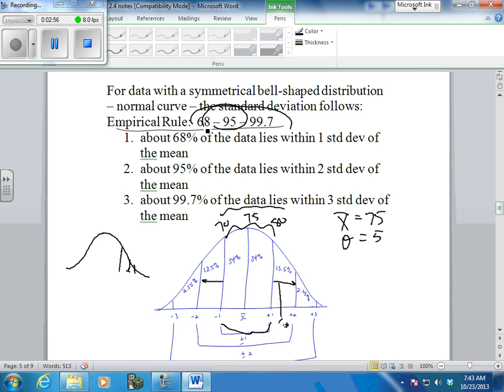So for plus or minus 2, we've got approximately 95% of your data. That's most of your data right there. And so therefore, for the kids in my class, 95% of my kids I expect to score between 65 and 85, if this is totally heterogeneous.